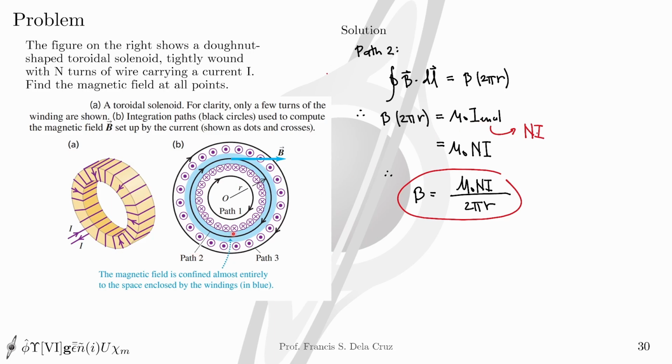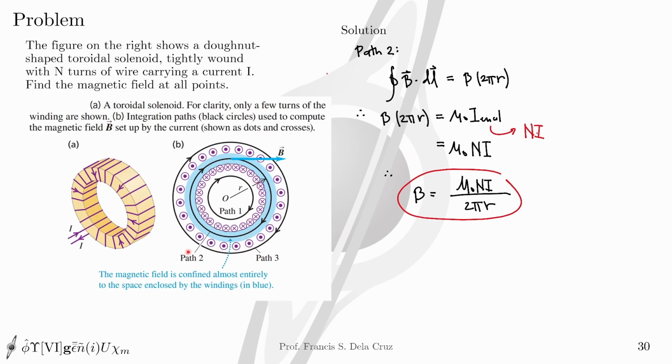So how many current lines are here? Let's say it's N. That is mu naught N I. Then equate both expressions. They're just the same. So you will have B equals mu naught N, capital N, times current over 2 pi r. So that's the magnetic field due to a toroidal solenoid within the solenoid.